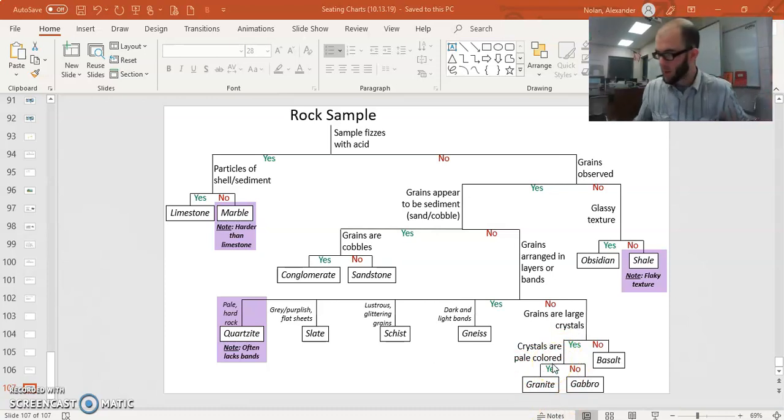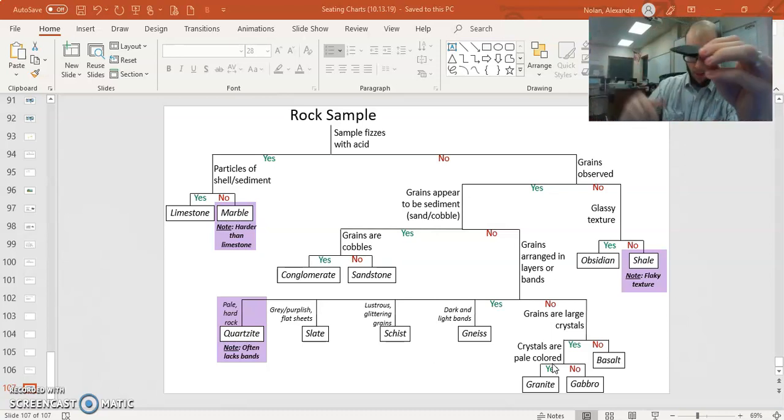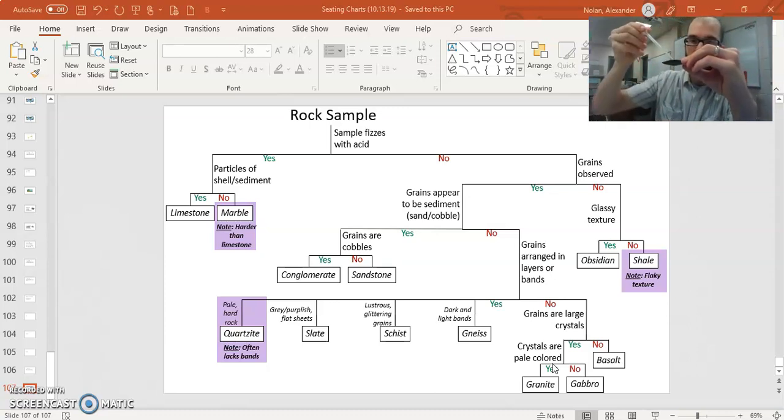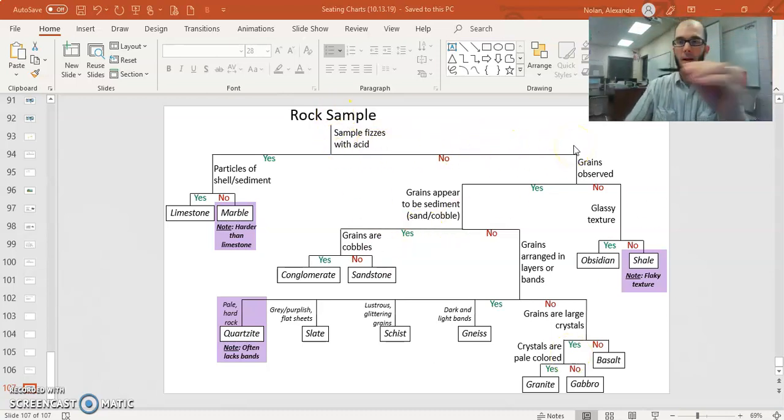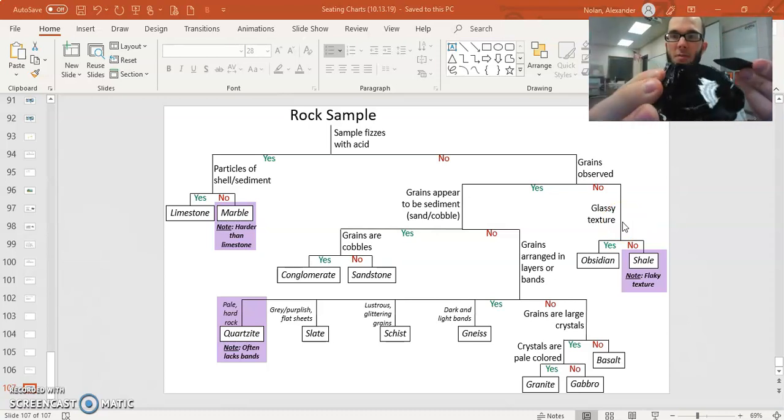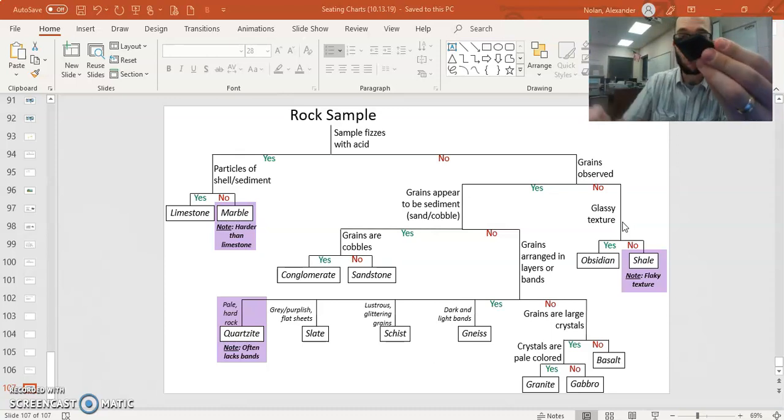Let's keep on going. Let's look at a few others. Here's a really nice one, a good example. It's small, but it's a good example. Let's see if it fizzes with acid. We'll drop there. I don't see any fizzing going on, so we would say that no, it does not fizz with acid, so we're going to take a right. Are grains observed? Actually, no. It's very smooth. It's fine. It's very smooth, so we would say no. Now, in response to the question, does it have a glassy texture? Well, we saw with obsidian, obsidian has this really shiny, beautiful, glassy texture. And so we would say no, this actually does not have a glassy texture. So we would say that it's shale.